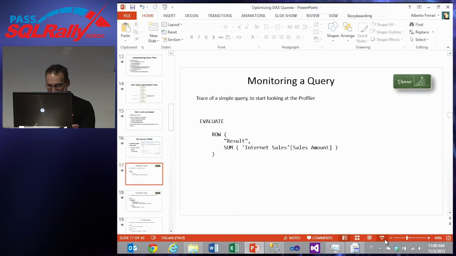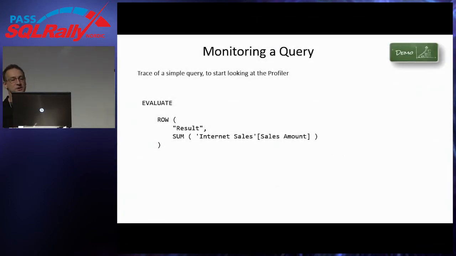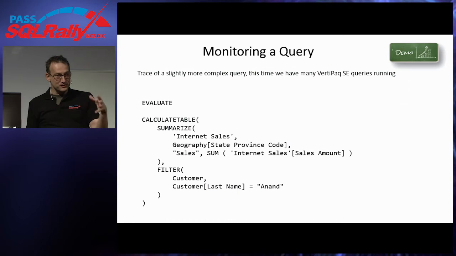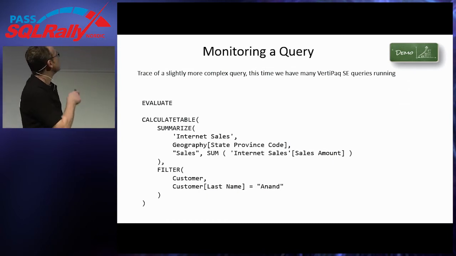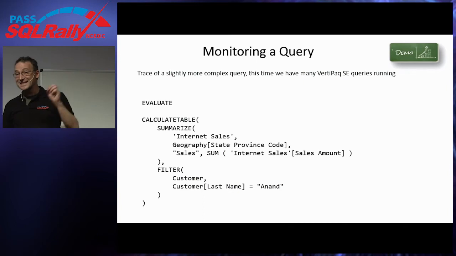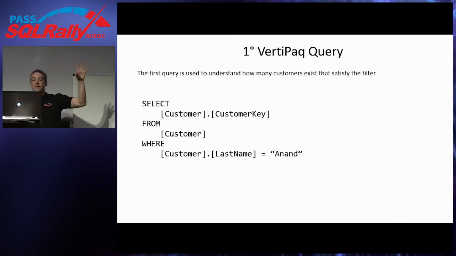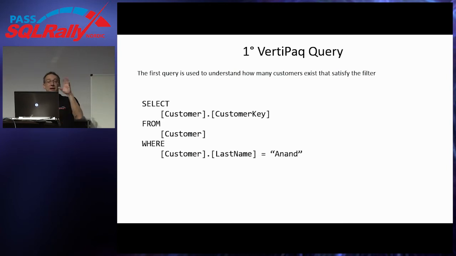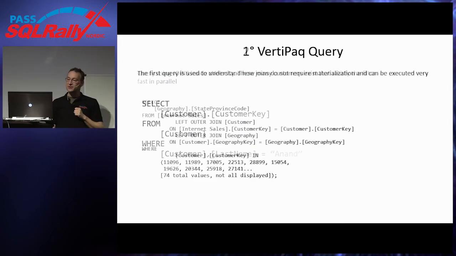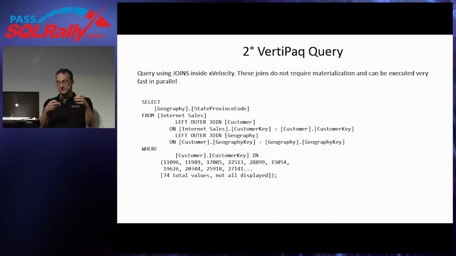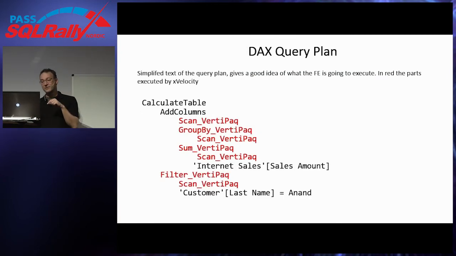We solved this query. Then we tried this other query, which is slightly different. And for such a simple query, we had to run one Vertipaq query to get the number of state provinces that satisfy the filter, then a second query grabbing the state provinces. Finally, we have the DAX query plan, the logical query plan. In red, I highlighted the Vertipaq part of the query plan, that is the fast part, the part that is executed by the Vertipaq engine and runs very quickly.